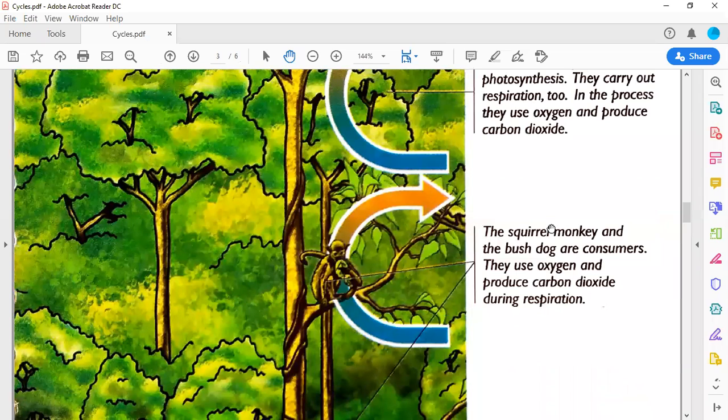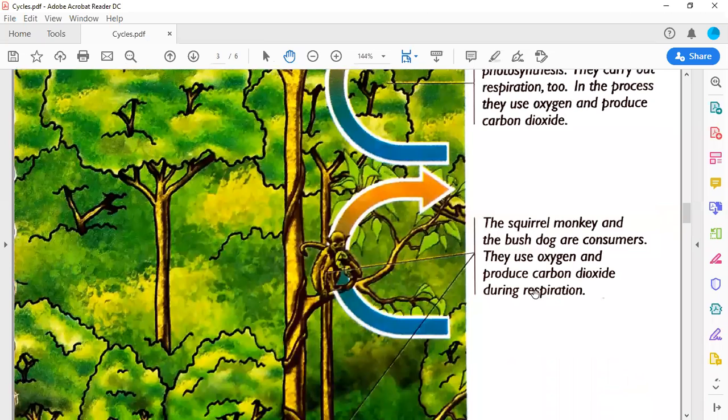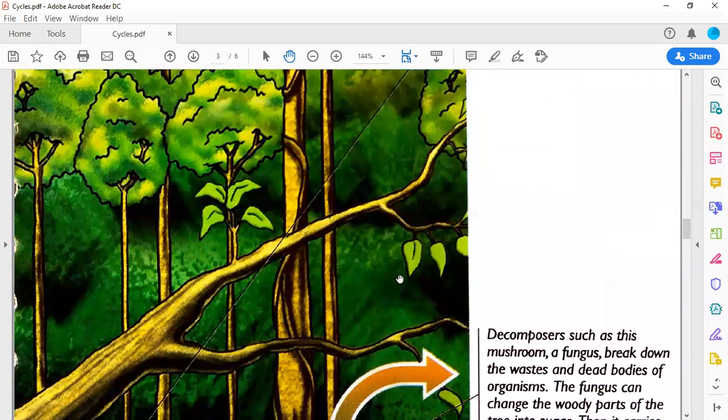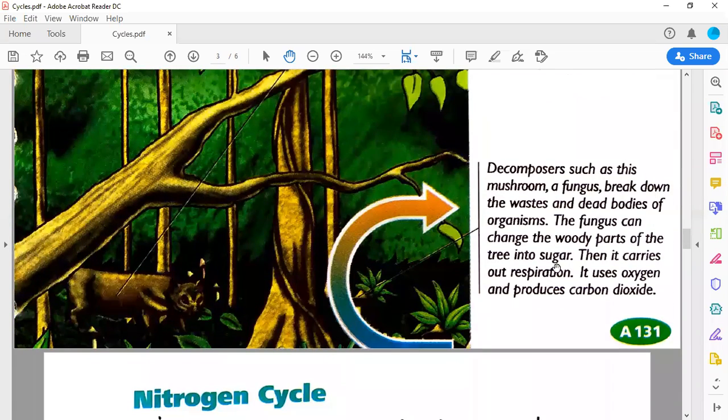Part of the bush. It says the squirrel monkey and the bush dog are consumers, and they use oxygen and produce carbon dioxide during respiration. So whenever this monkey is eating a part of the tree, this monkey is getting the energy, is getting the oxygen, and it is using oxygen to produce carbon dioxide. How? During respiration. And who is going to be using this carbon dioxide later on? The plants, okay?